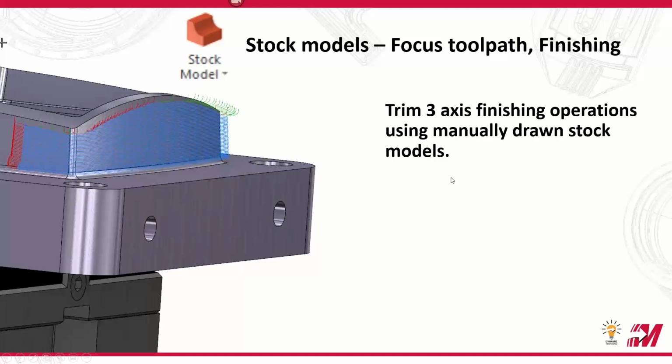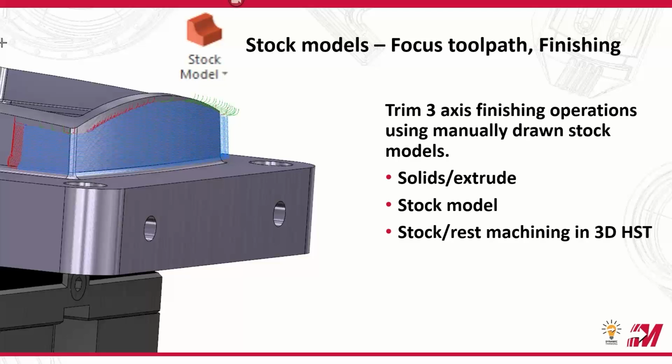So we're just trimming out 3-axis finishing operations using some manually drawn stock models. Just using solids extrude, and then you create that stock model, and then you hook up the rest machining in those 3D HST toolpaths to see that stock and trim out the toolpath.